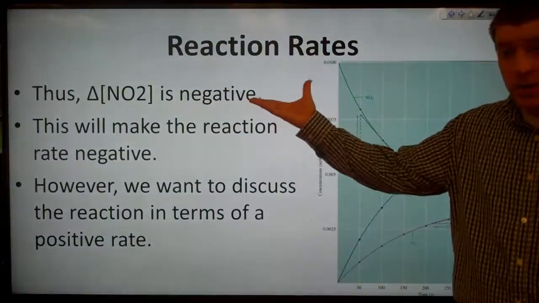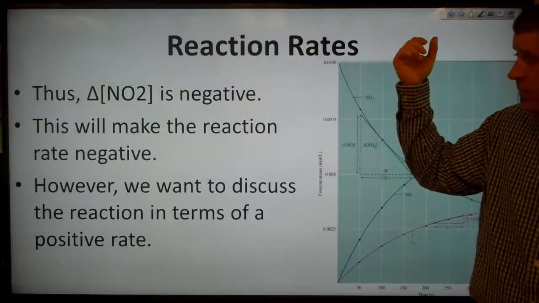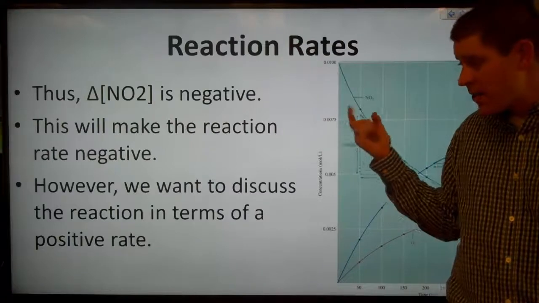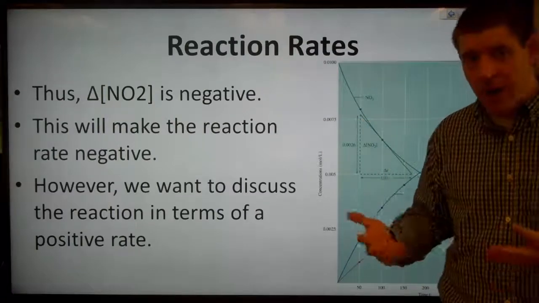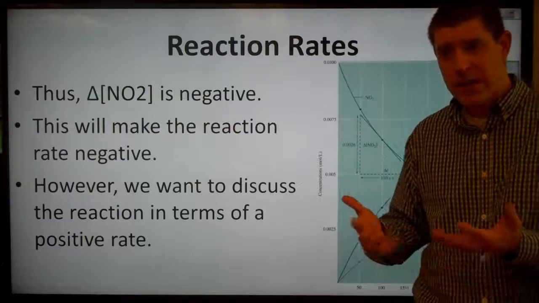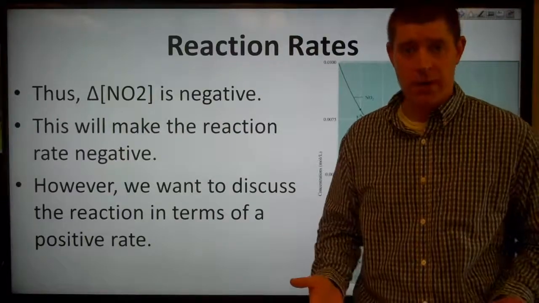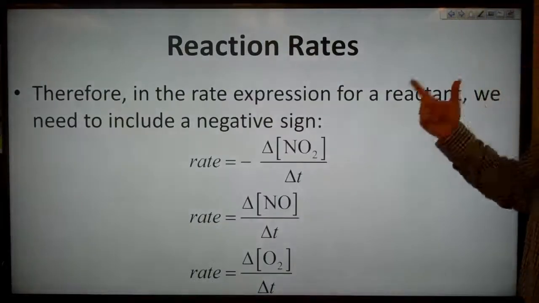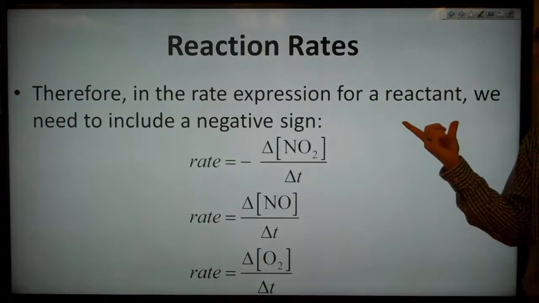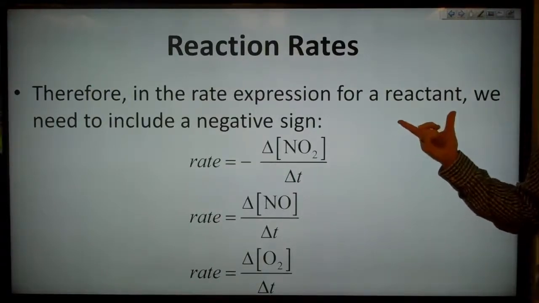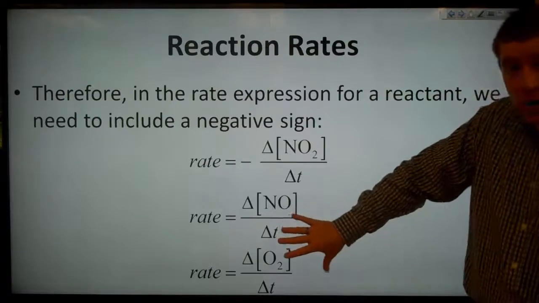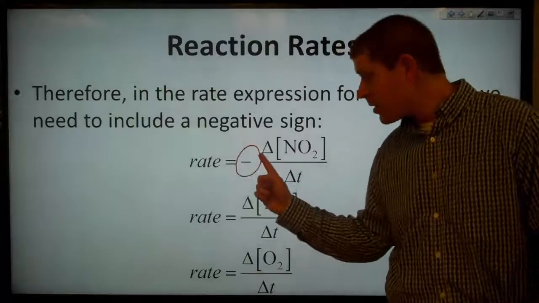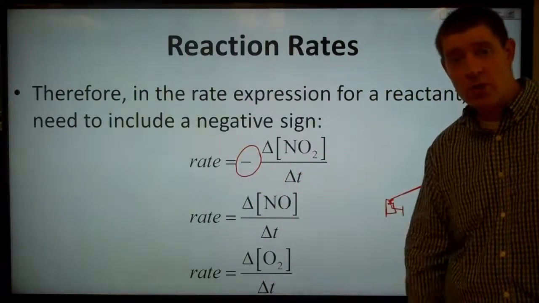So we know our change in reactant concentration is negative, but this makes the reaction rate negative. And we don't want a negative reaction rate. We want to discuss our reaction rate in positive terms. We don't want to say that it happens negative some number of times per minute. So in the rate expression for a reactant, we need to include a negative sign. Our two products, the NO and O2, we're going to leave alone. We're not going to change those reaction rate expressions at all. But we're putting in this negative sign for the NO2 because the NO2 was a reactant.